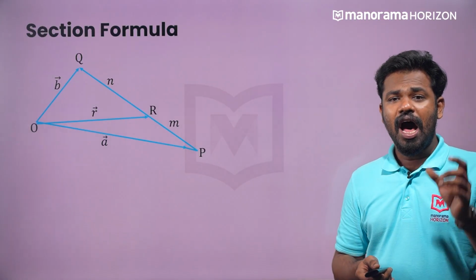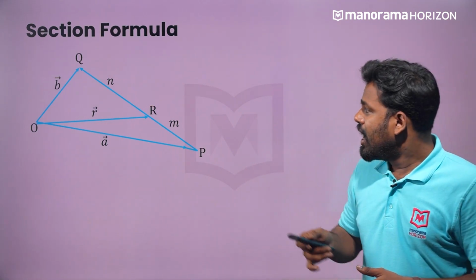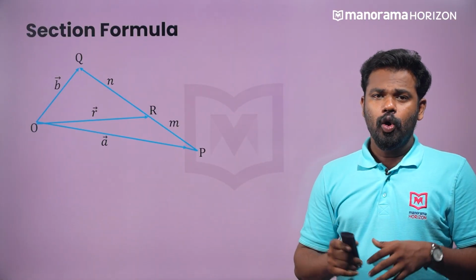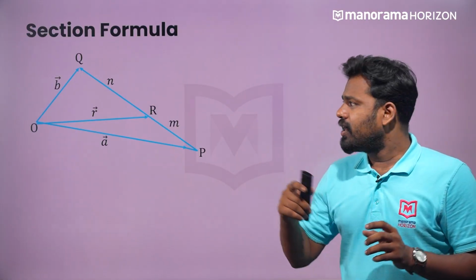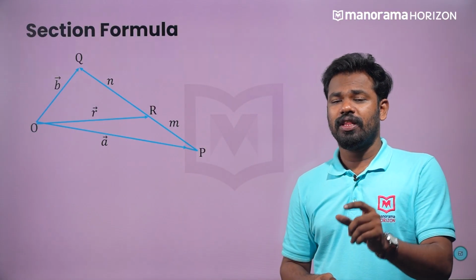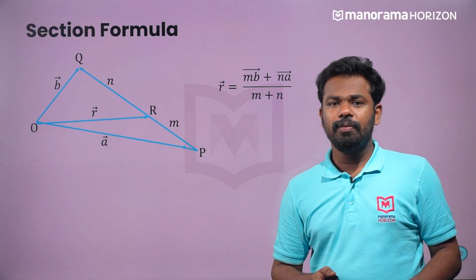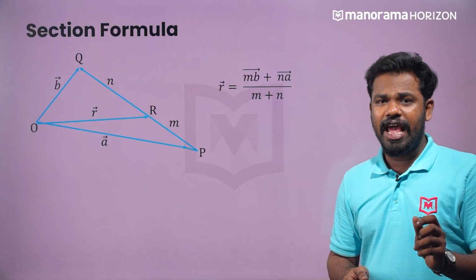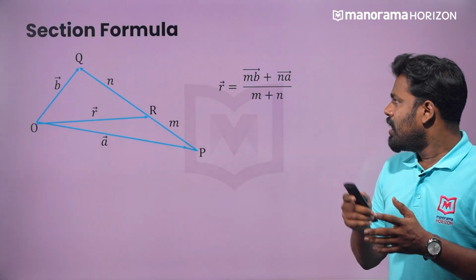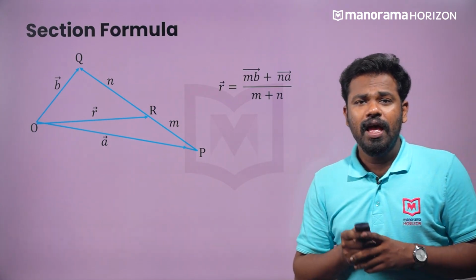Considering the first case, that is R dividing PQ internally. The figure given on the screen represents the internal division. Have a look at this one. Let OP be vector a, OQ be another vector b, and OR be another vector r. Also, R divides PQ internally in the ratio m is to n. The ratio is given there as m is to n. Then the position vector of R is given by the formula r equals (mb plus na) the whole divided by (m plus n). So remember this formula: to find the division, we just have to take mb plus na, the whole divided by m plus n.